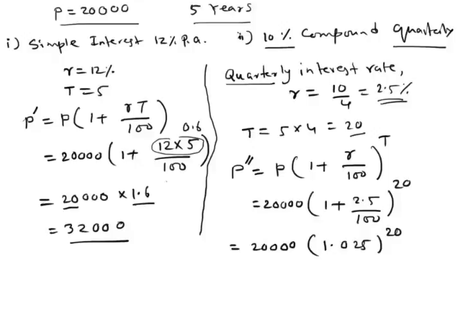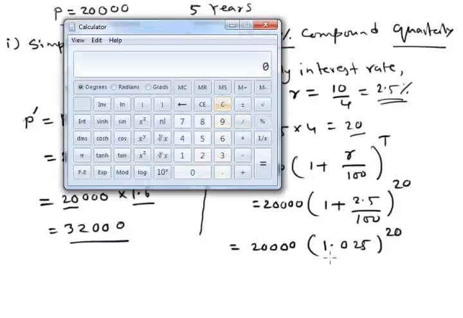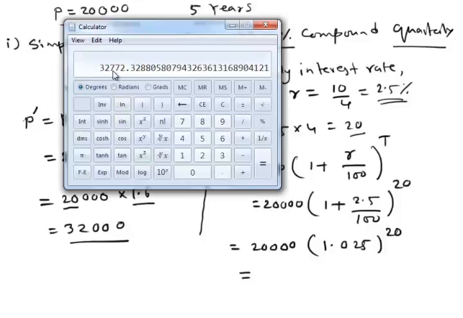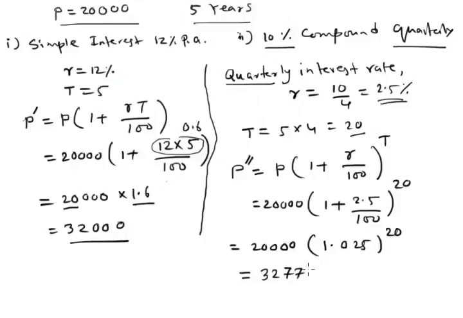Let us use the calculator. 1.025 to the power 20, equals this, times 20,000, will be 32,772.33. 32,772.33 dollars. So in the simple interest case, we are getting this much return. For the compound interest case, we are getting this much return.